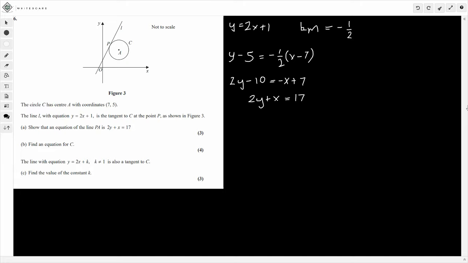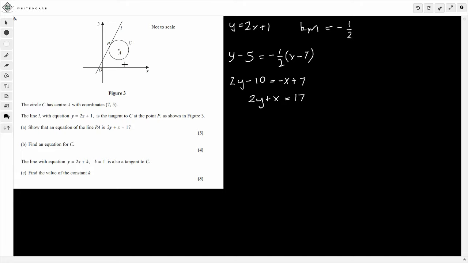So now for part B, we have to find an equation for C, so that's where my C came from there, for 4 marks. So C here is the circle that's going around here, and we have to find an equation. We already know the centre, so we don't need to worry about working that out. All we're going to need to work out is the radius of this circle. Now we have two equations. We have this line here, and we have the perpendicular or the normal to it. So how do we now work out the coordinates of P here?